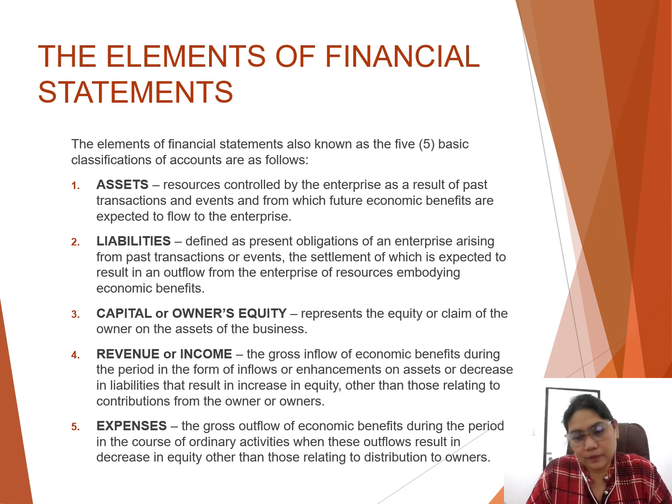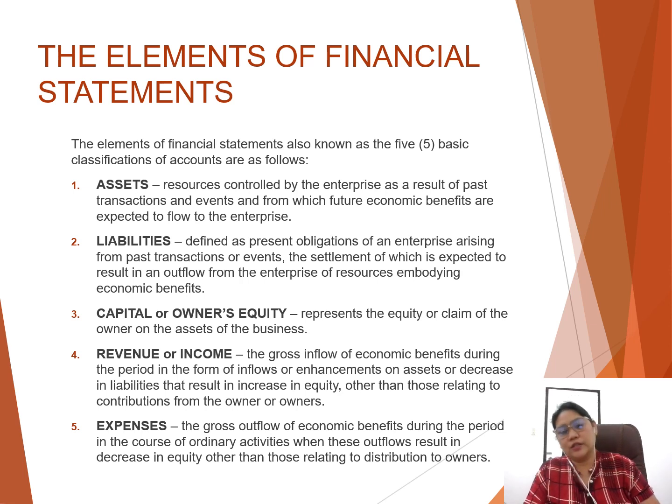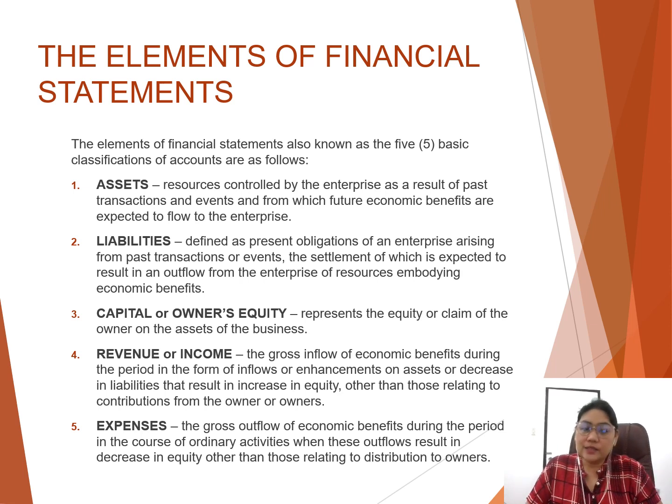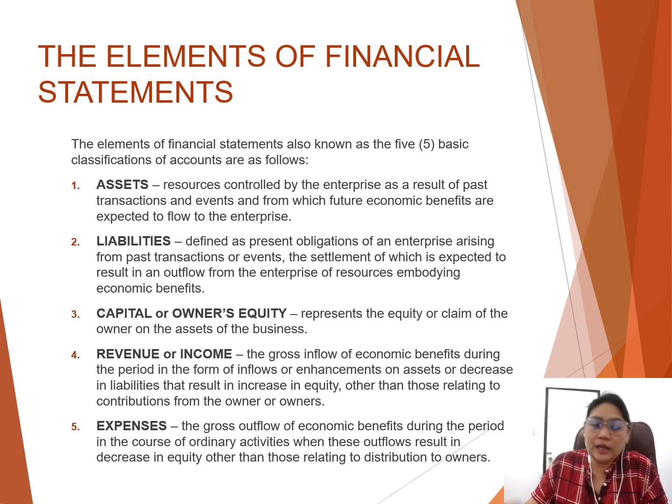Okay, now we will proceed with the elements of financial statement. So, tatandaan nyo itong 5 na ito kasi dito lang iikot ang mga transaction sa accounting. Okay? The first one is the assets. The second one, liabilities. The third one is capital or owner's equity. The fourth one is revenue or income. And then the last one are the expenses.